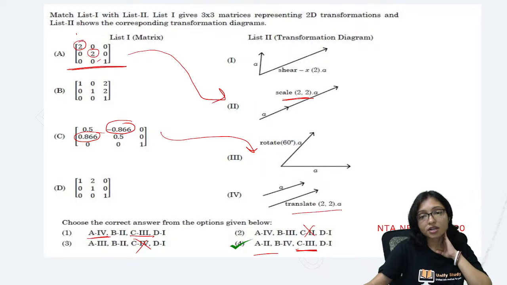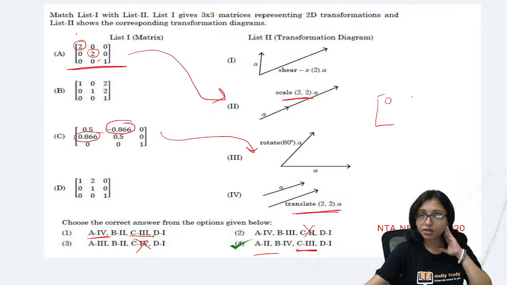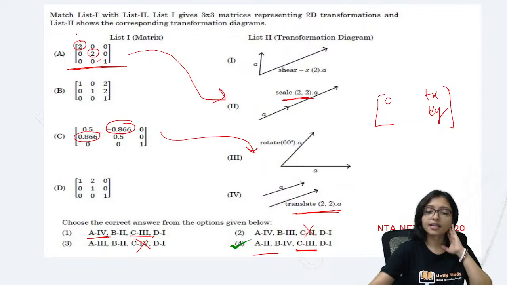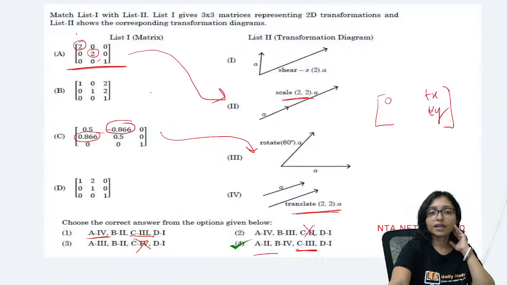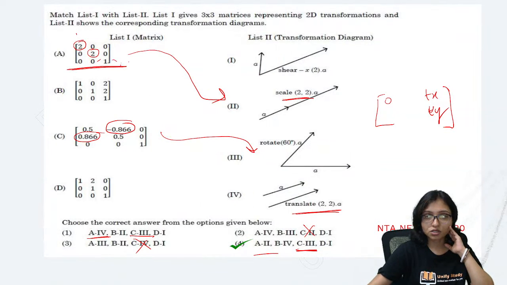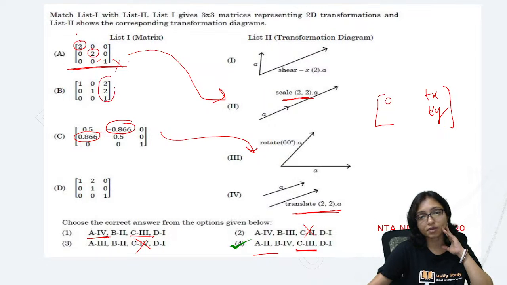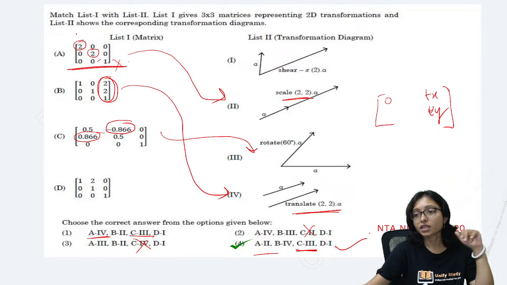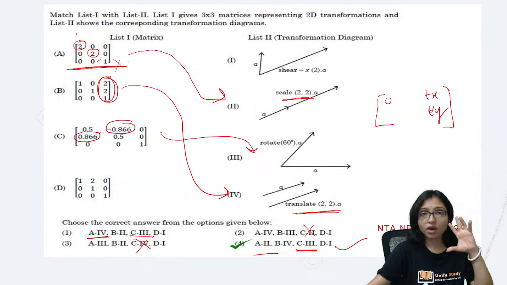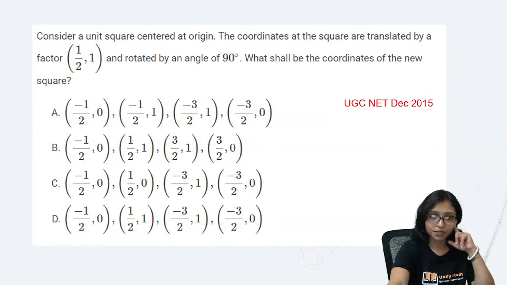This is the translation. The translation matrix is like Tx is here, Ty is here. That is the translation matrix, right? So this one is not my translation matrix. Translation matrix is this one. So B will be with 4. So your answer will be this one. This is the way you have to identify the transformation.